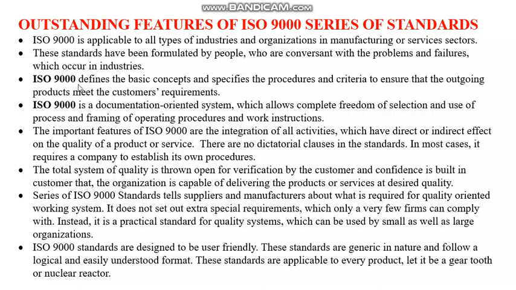So this ISO 9000 series of standards, what it is doing is, what should be the procedure, what should be the criteria, so that the products meet the consumers' requirements. Then ISO 9000 is a documentation oriented system. See, this is important. Documentation oriented. Document means everything is documented. It is put on paper. You will have papers, documents.